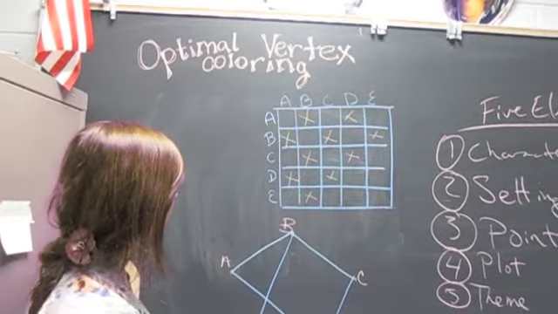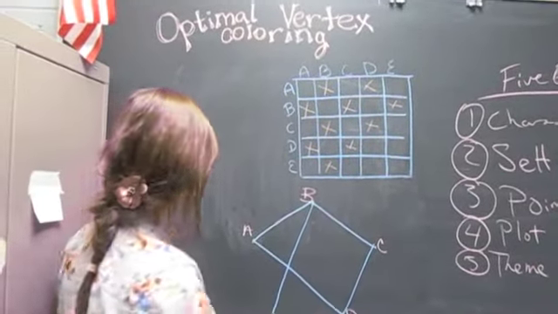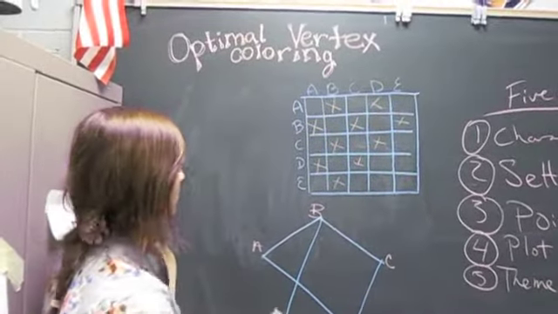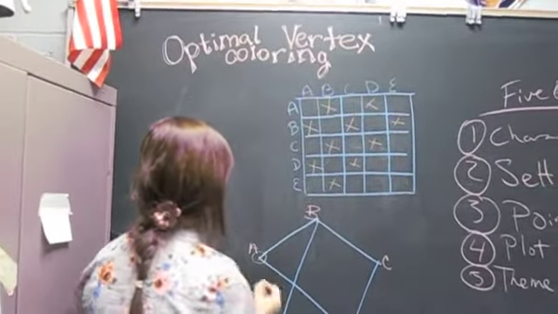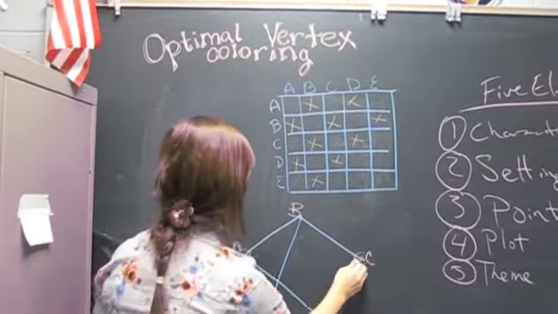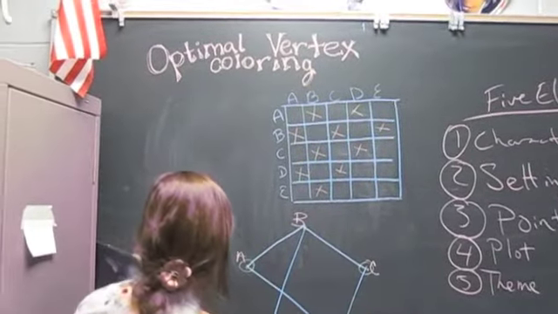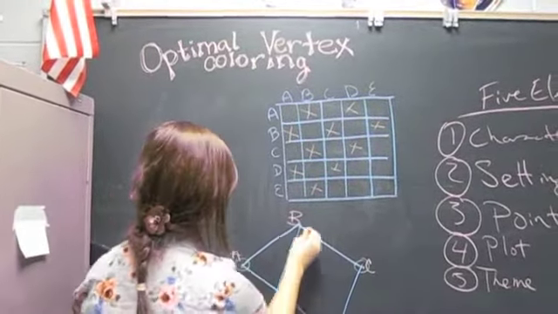So then our optimal color would be 2 because, for example, A and B couldn't be the same color because it's connecting. So A, C, and E would be all the same color, and D and B would be the same color.